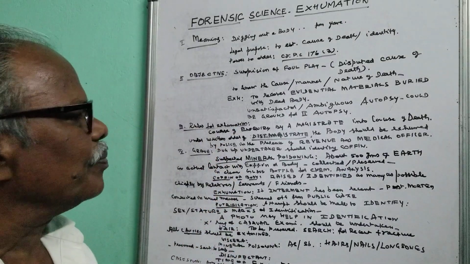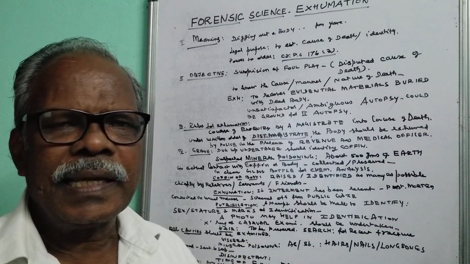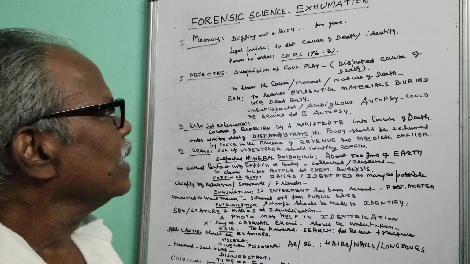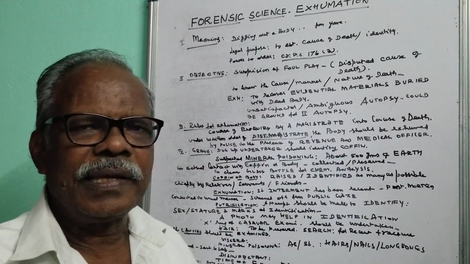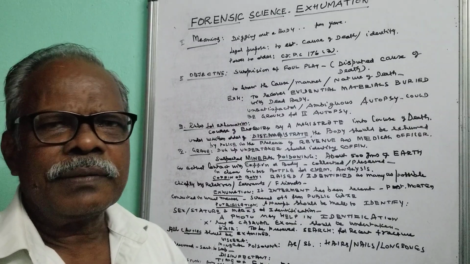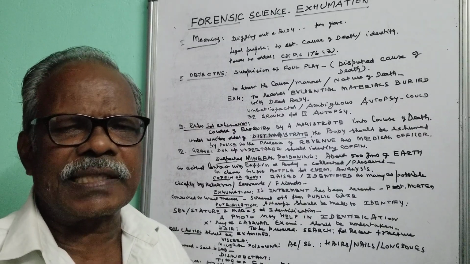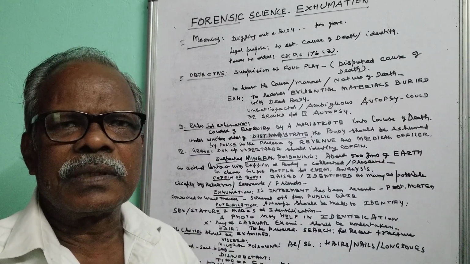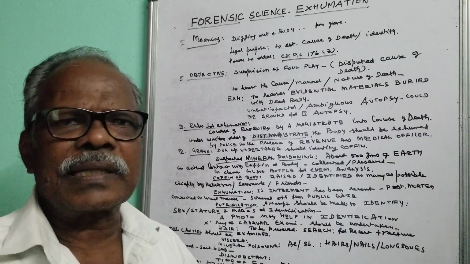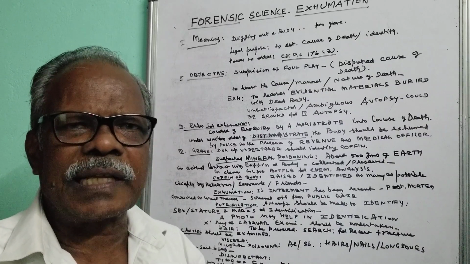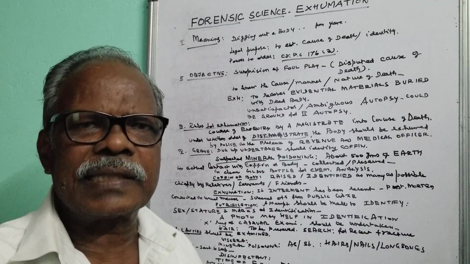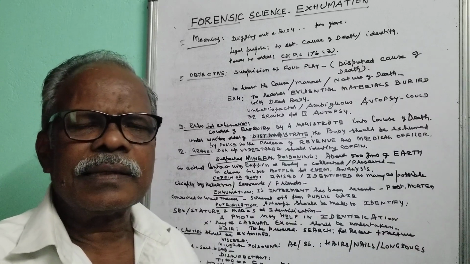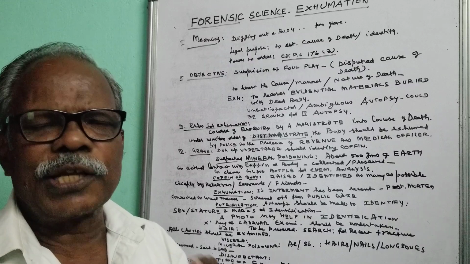Then the objective: why is it done? What is the basic thing behind it? Whenever there is suspicion of foul play in the death, normally if the death is taken as normal, they might have undergone the burial procedure, but afterwards suspicion is raised over the death, or some foul play is suspected. Then the exhumation is ordered.